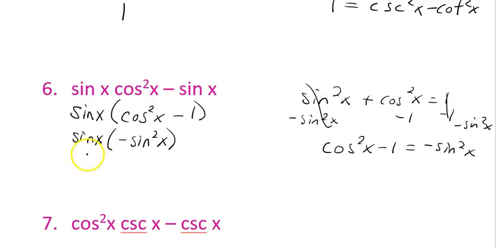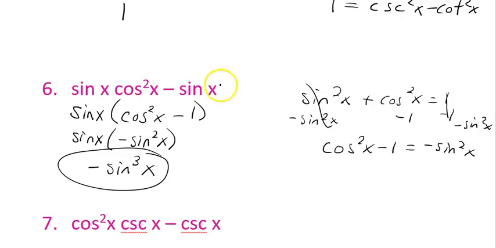Now I have sine times negative sine squared. And this is just like having an x times an x squared. You add the exponents. So I technically have 3 sines here, and it's a positive times a negative, so it'll be a negative. And I'll have a negative sine cubed, which is 1 piece instead of 2 or several.